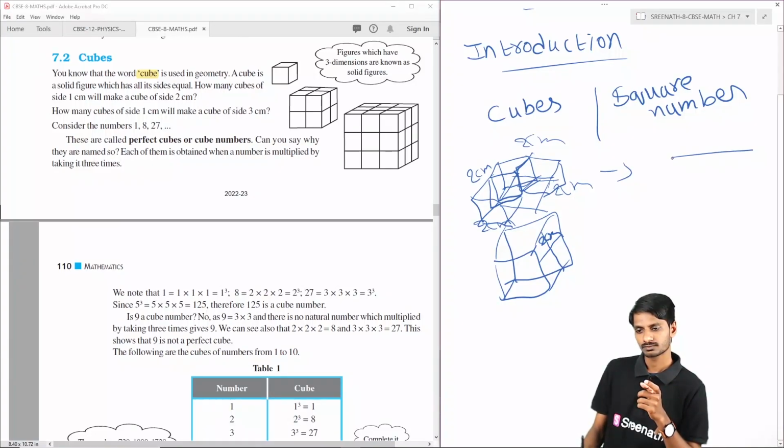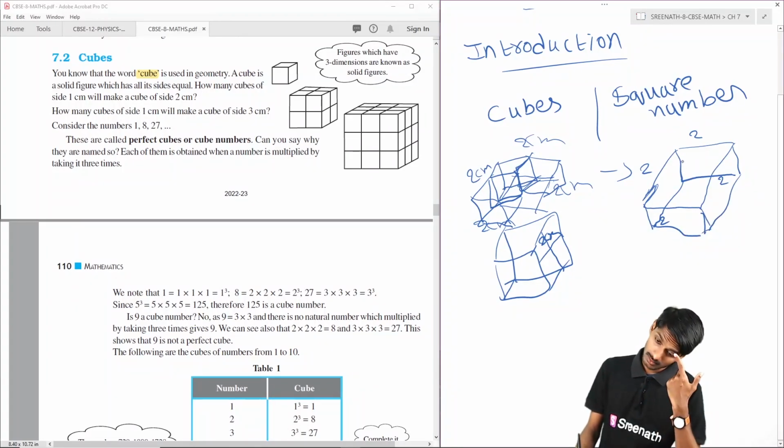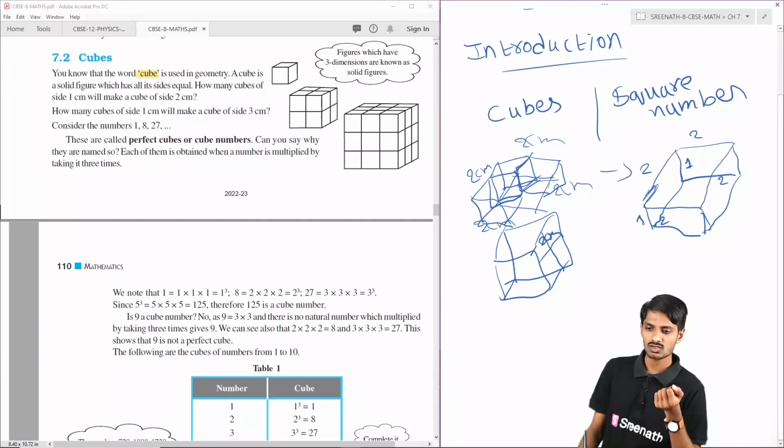So this is the thing, and this side is 2, this side is 2, this side is 2, and this side is 2. But coming to the depth of the cube, this side length is 1 centimeter only. This is also 1 centimeter only. If you see here downwards, for that we have to place some other cubes.